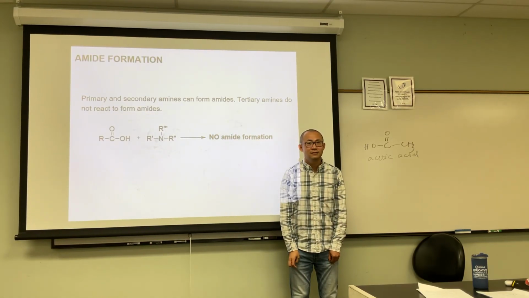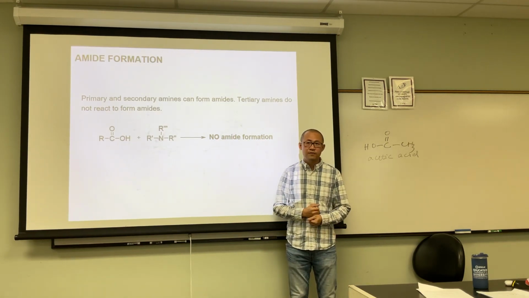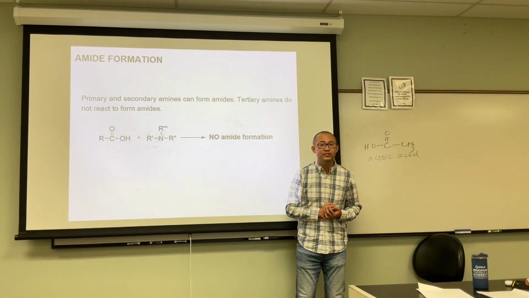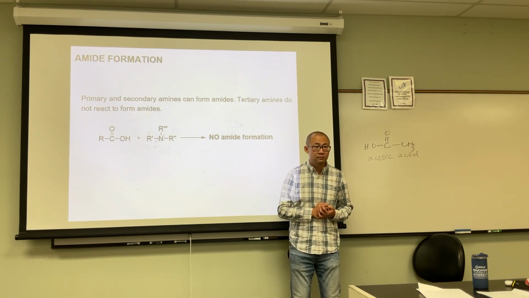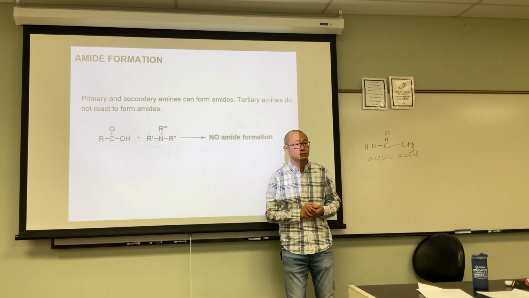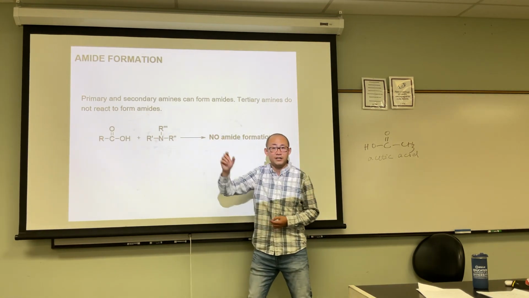Does it make sense? Okay, that's the first thing. Sometimes you notice, sometimes you not. From the slide, in order to make an amide, you need at least 1 hydrogen on the amine. That's different from an alcohol. With alcohol, you don't have to worry about the hydrogen, there's always a hydrogen there. An amine doesn't have to. In a tertiary amine, the nitrogen doesn't have a hydrogen on it.